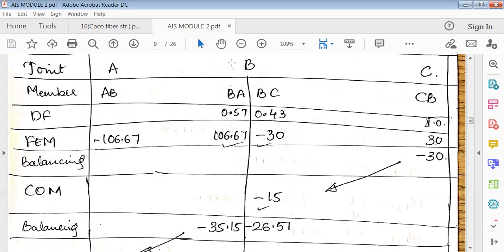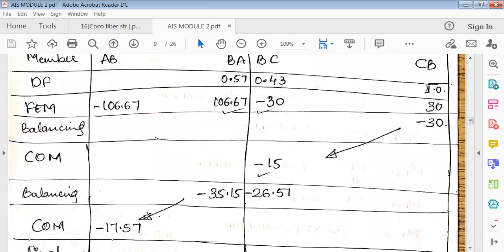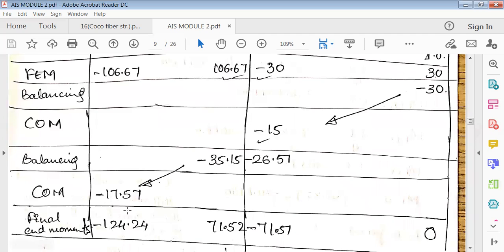Okay, see here from BA it gets carried over to AB because AB is a fixed support, right? So from here it gets half of the moment. So minus 35.15, half of that is 17.57. That's all. See here again we have this 26.51.